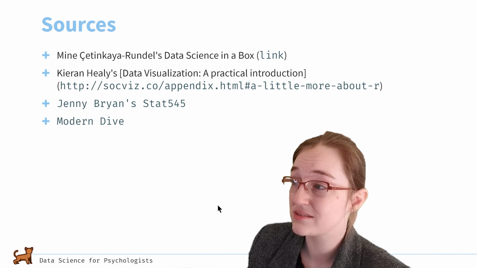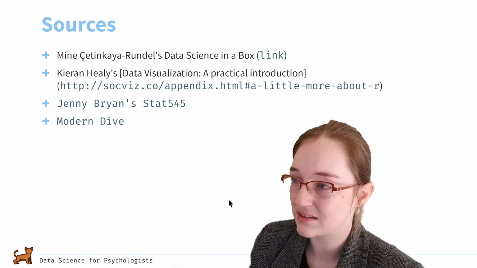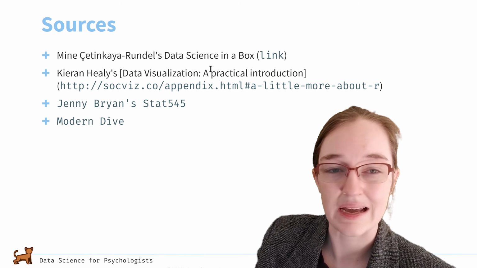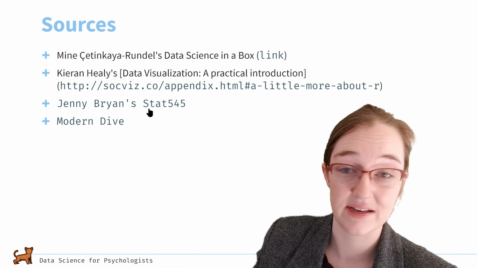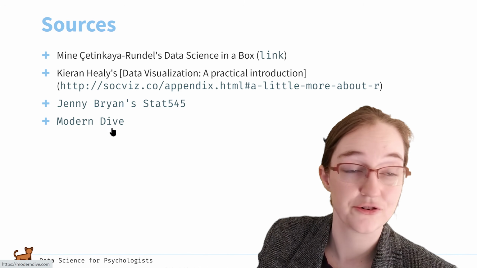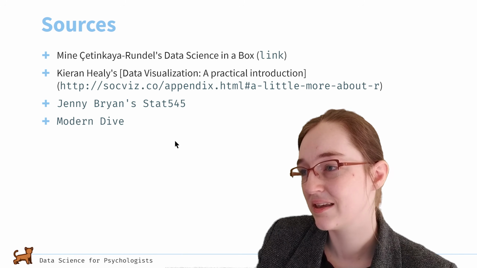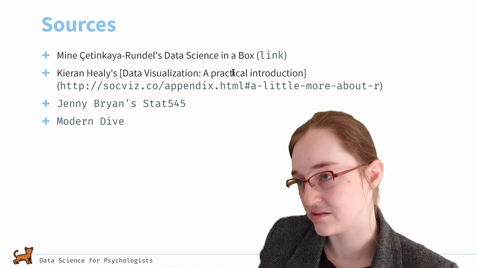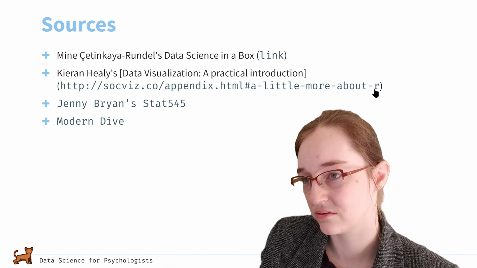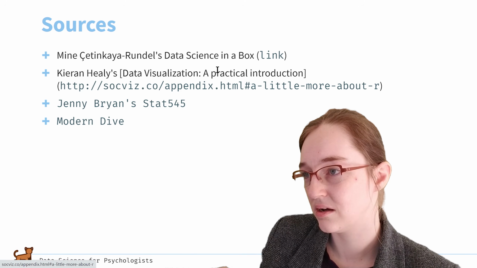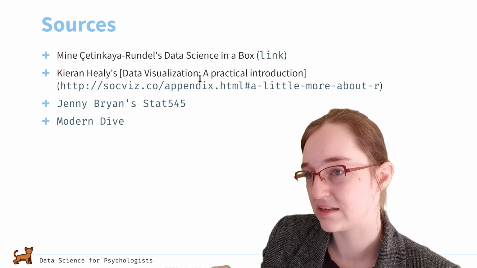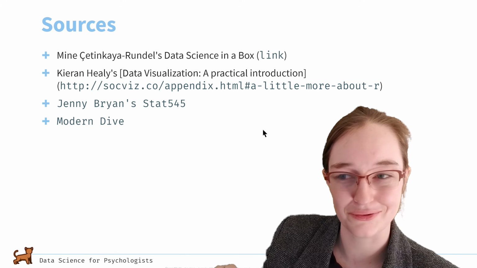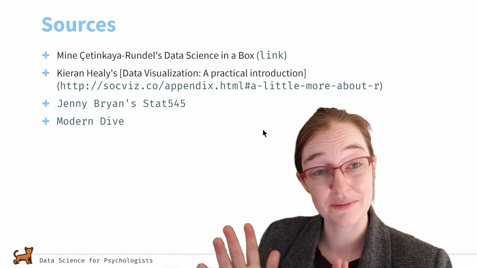So some sources. We've got Mine's Data Science in a Box. In theory, this should be a link. Jenny Bryan's Stat 545, Modern Dive, the cars. Kieran Healy's data visualization has some really cool info. As you can see here, my R code, I broke it. I'll figure that out, and when you look at the slides later, this will be fixed.